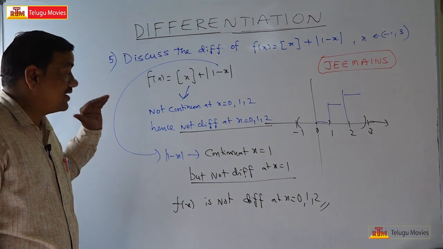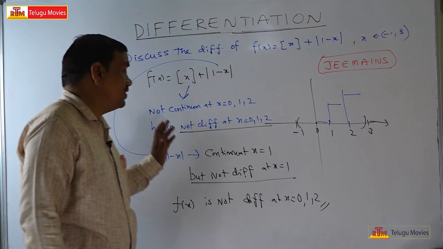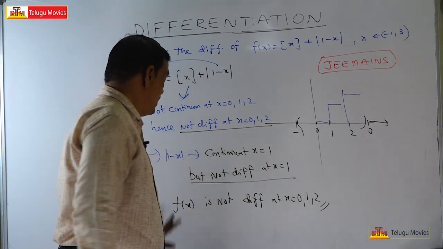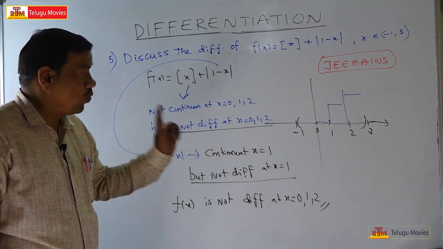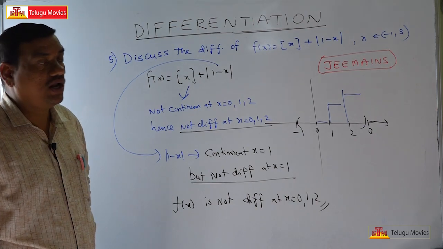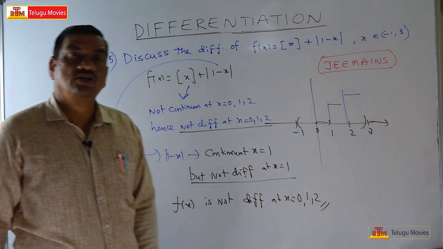Understand? And also they may be discontinuous also. Maybe continuous, maybe discontinuous, that is a different matter. But f(x) is surely not differentiable at x = 0, 1, 2. I hope that you understand these solutions.